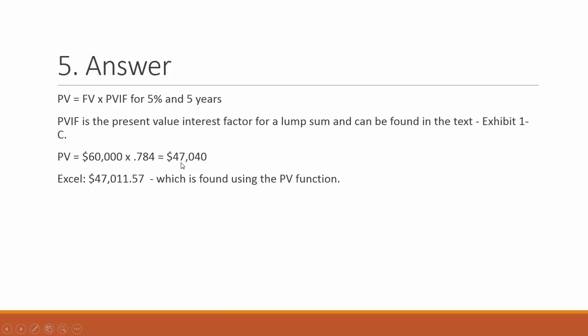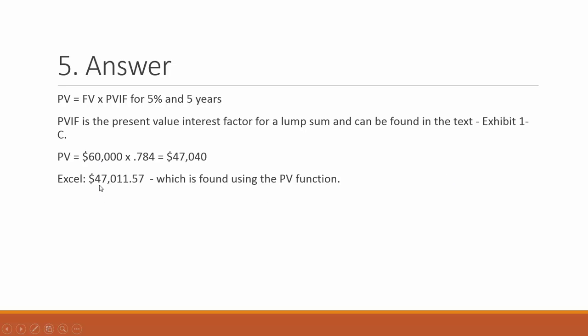And you can prove this to yourself too. You can play with this and say, what if I took $47,040 and invested it today at 5% interest and held it for 5 years? It will grow to $60,000. You can prove that to yourself. But anyway, this is what you would have to invest right now and keep it invested for 5 years at 5%, and then you'd have the $60,000 that you need for the down payment.